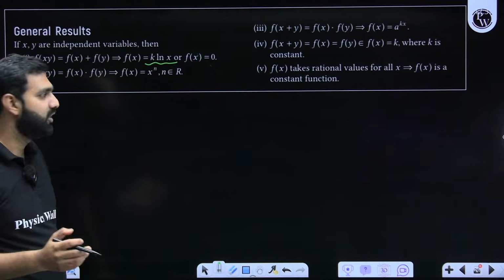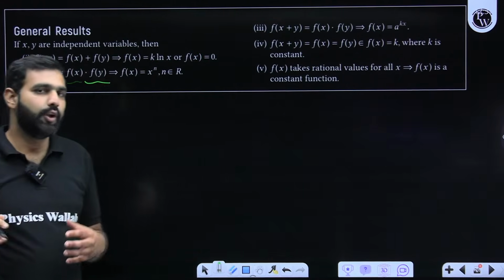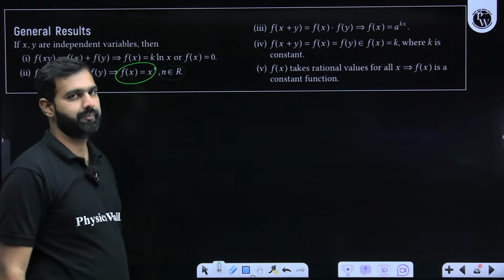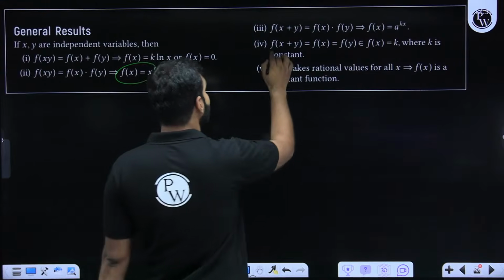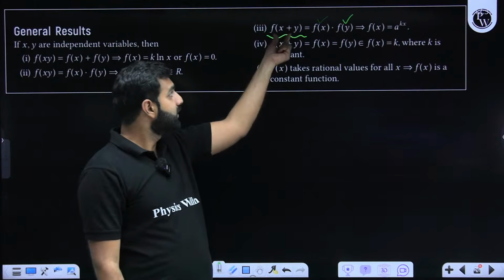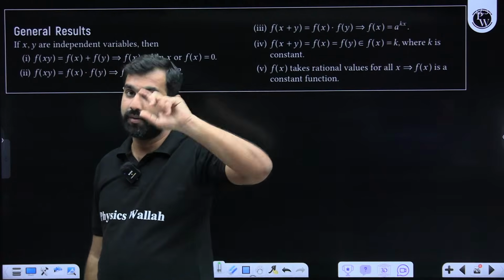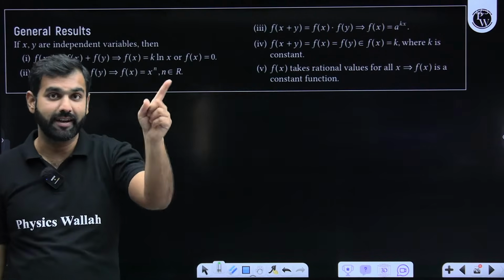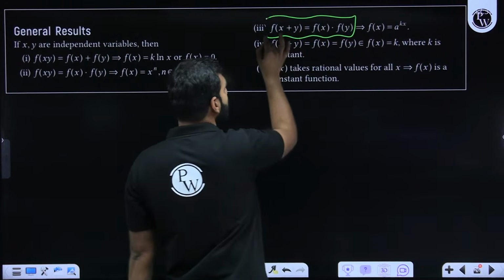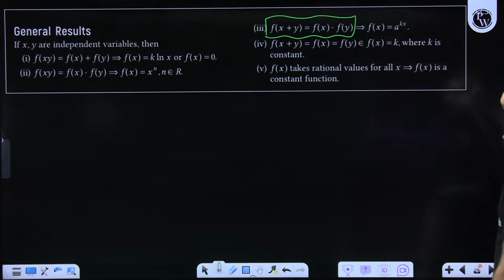Similarly, if you are given a functional definition where you are told that f(x·y) is f(x) into f(y), then don't hesitate in assuming f(x) as x to the power n, where n could be any real number. Third conclusion, if I am told f(x+y) is f(x) into f(y), I hope you are understanding. This will be fulfilled basically when a to the power kx, something like that is there, because when the base is same and they are multiplied, the powers are added. So something like that is happening over here. So when f(x+y) is given as f(x) into f(y), you should take f(x) as a to the power kx. I hope there is no confusion on that.